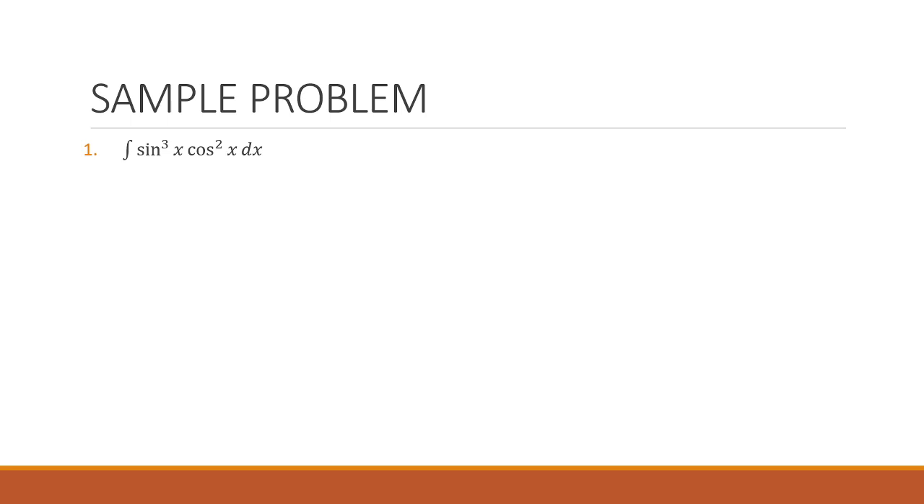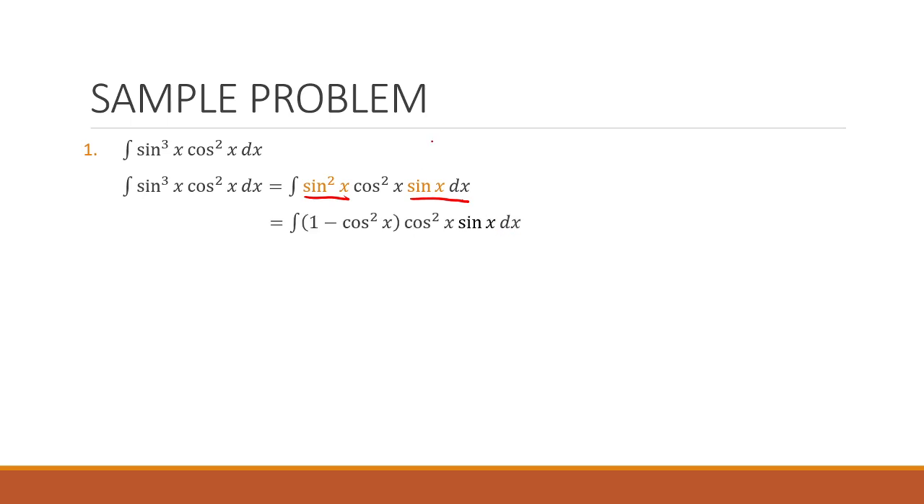So we factor out one sine. We isolate one sine factor. From sine cubed x, it becomes sine squared x and the sine x dx. So only one sine x was isolated. Then, from sine squared x, we apply the Pythagorean identity to convert sine to cosine. And then distribute cosine squared x. This will give us cosine squared x minus cosine raised to 4x, times sine x dx.